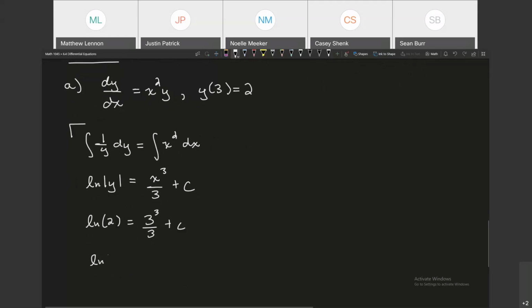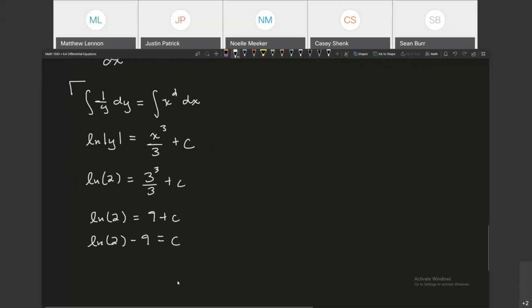So we end up with the natural log of 2 equals 9 plus c. So the natural log of 2 minus 9 is our value for c. So we could replace that back in this original equation. So essentially, I'm just going to plug this back in up here. So my solution, my exact function would be the natural log of the absolute value of y is equal to x cubed over 3 plus the natural log of 2 minus 9. So that is the solution to this particular IVP.